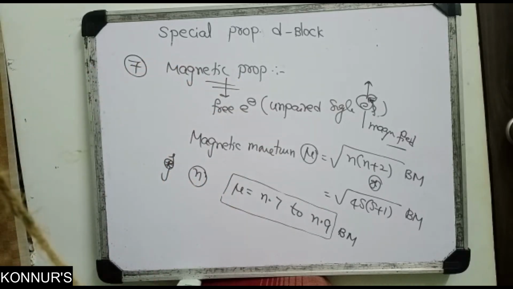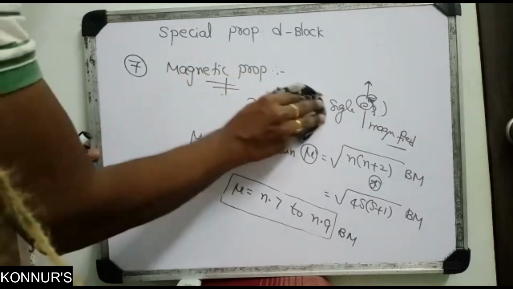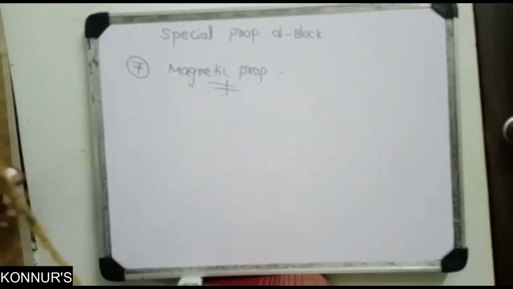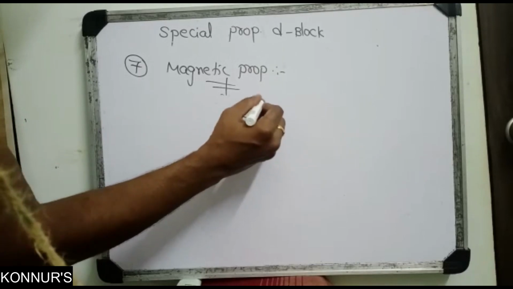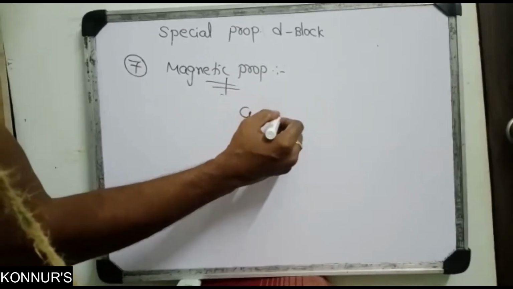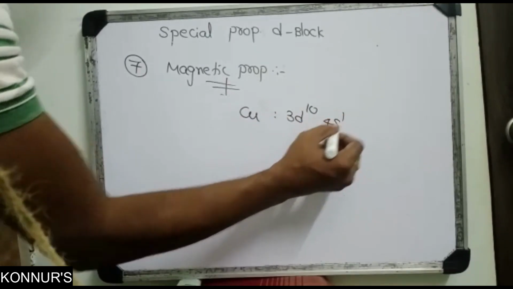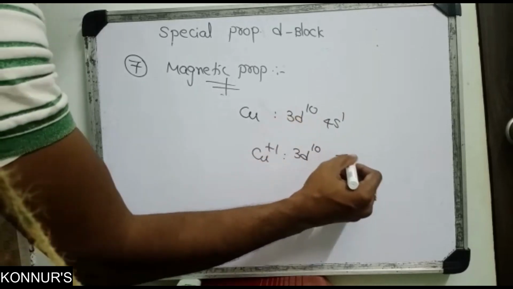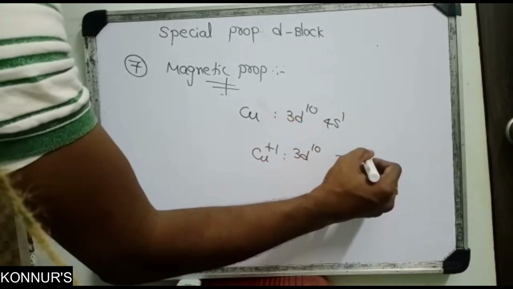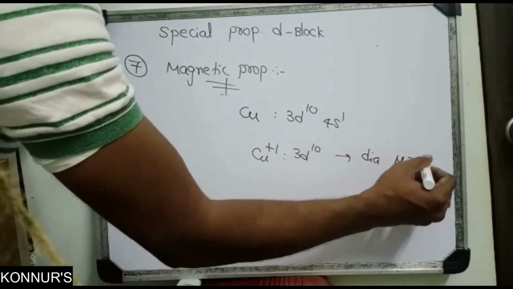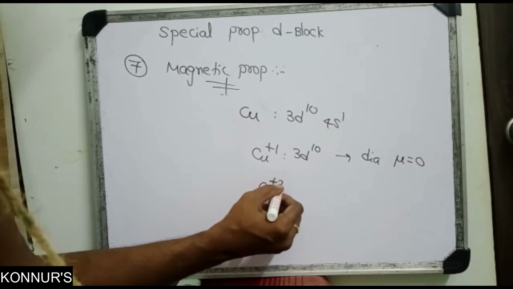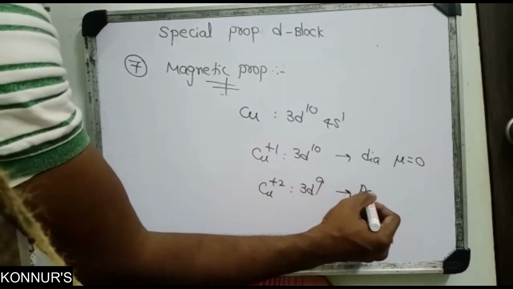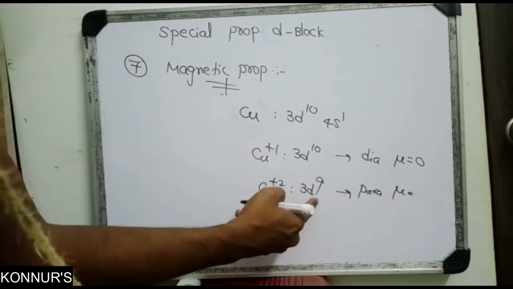Next, if any element has all electrons paired, it will show diamagnetism. How to identify? The best example is copper, which is 3d10 4s1. For copper oxidation state plus 1, one electron is gone, giving 3d10, so all electrons are paired. There is no unpaired single electron, so it is diamagnetic, and the magnetic moment is 0. Suppose you take Cu plus 2, that is 3d9, so one electron is unpaired. That is why it shows paramagnetism, with one unpaired electron.